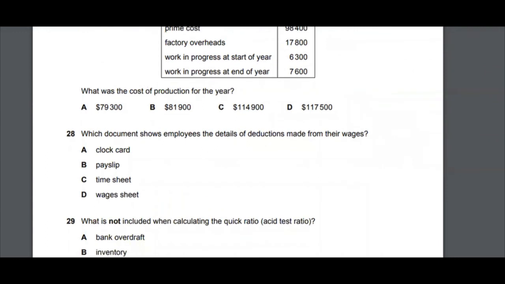Let's look at multiple choice 28. Which document shows the details of deductions made from their wages? So which document will show the employee the details of deductions? That's going to be the payslip. So a clock card, timesheet, or wage sheet is not going to show any deductions. That's going to be the payslip. So the correct answer to multiple choice 28 is option B.